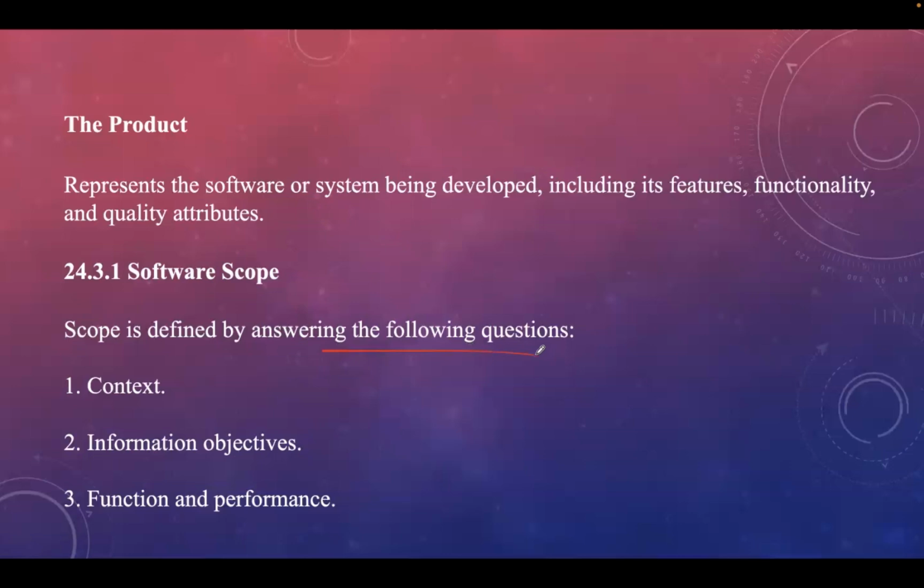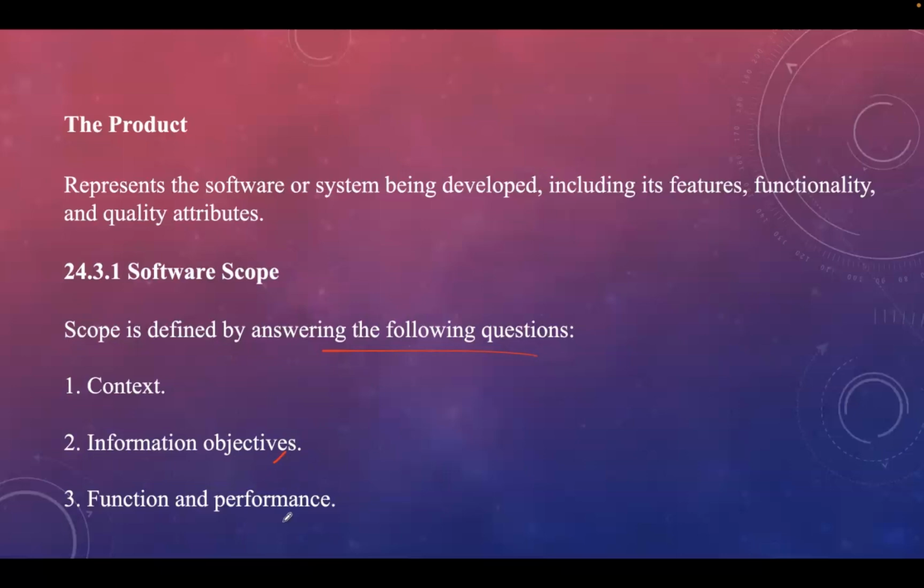Here we need to answer how the software to be built fits into the larger system, product, or business context, and what necessary constraints are imposed as a result of the context. As for information objectives, here we need to answer what customer-visible data objects are produced as a result of the software, and also what different data objects are required as input.